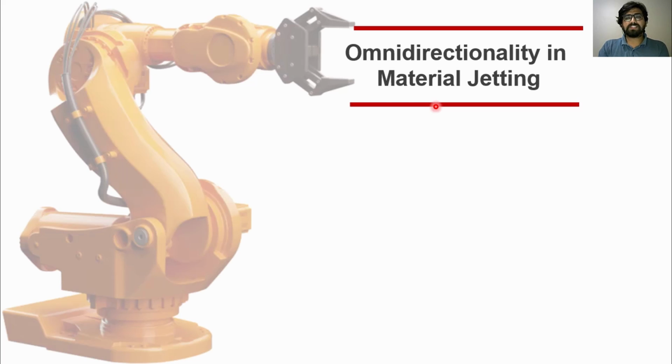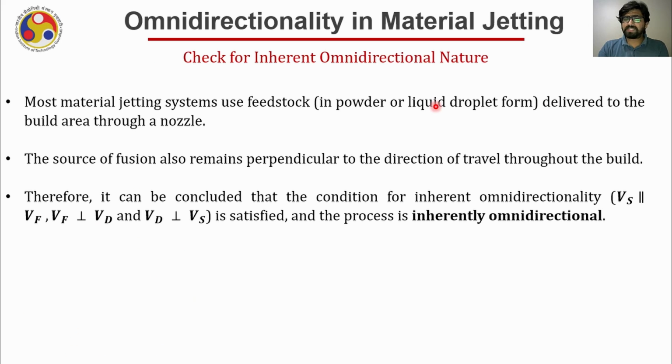The next is omnidirectionality in material jetting. Most material jetting systems use feedstock in the form of powder or liquid droplets, and they are delivered to the build area through a nozzle. And if you notice, each time these nozzles are always perpendicular to the substrate or the pre-built part. Therefore, the direction of the material delivery, that is VF, and the direction of the motion are always perpendicular, and the fusion source is always stationary in such cases. So the condition for being inherently omnidirectional is quite satisfied in most material jetting based additive manufacturing processes. Therefore, these processes can be considered typically omnidirectional in nature.